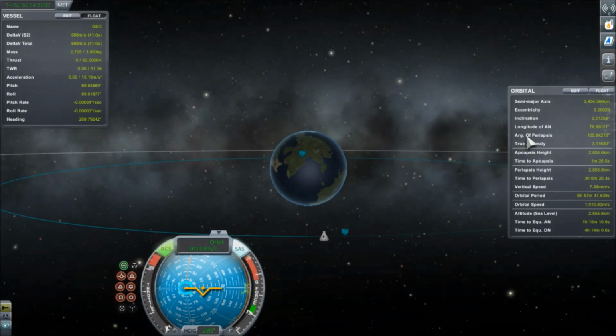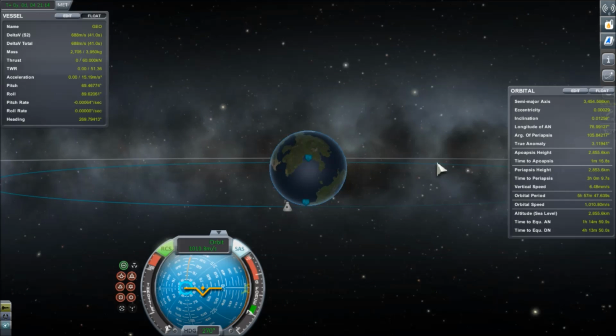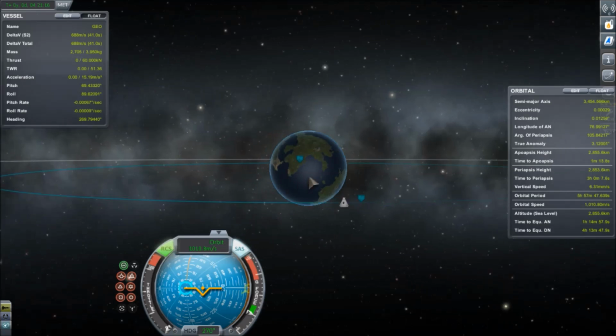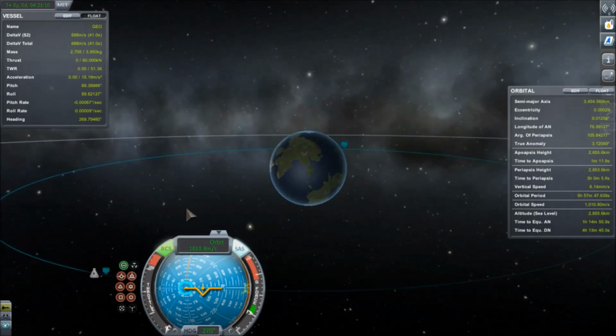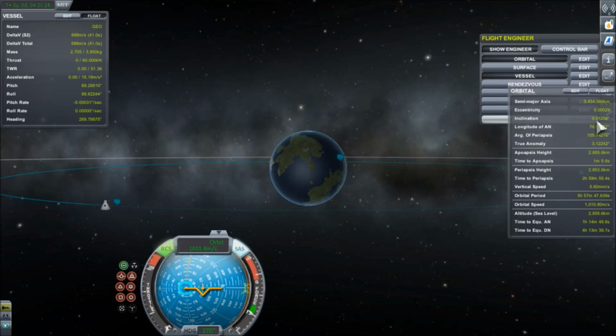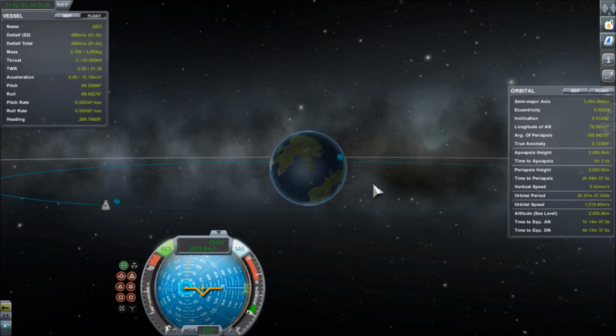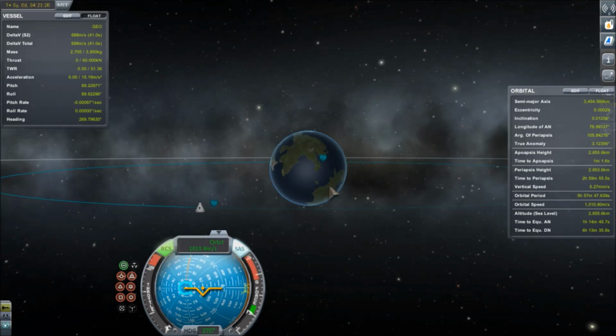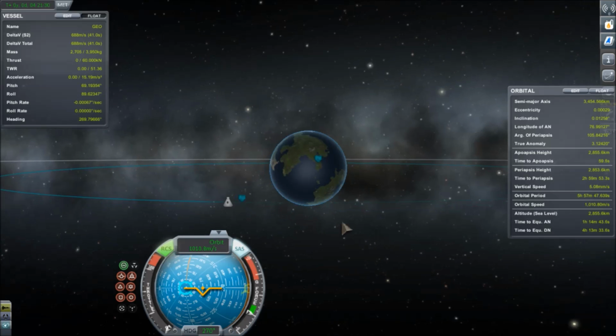So by this point, we have completed our circularization burn, and the results were pretty good. Our apoapse and periapse height only differ by 2 kilometers. So we are in a circular geostationary orbit. And our inclination is up a little bit, but it's still low enough to not matter.